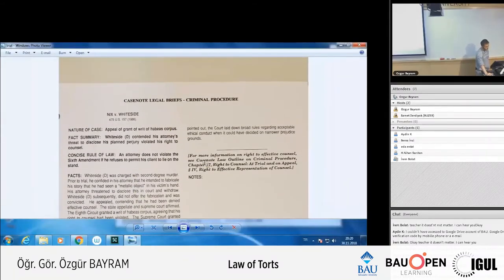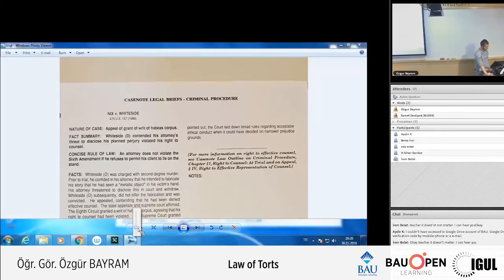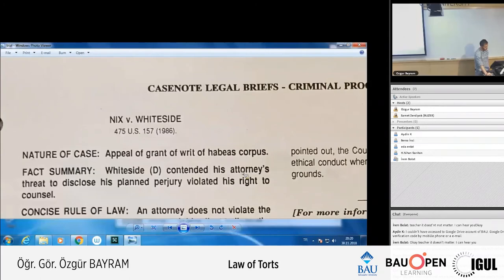Let me just show you how this is organized. So it's Knicks versus Whiteside. In America they say versus. In England they say against. I think that is in America, although I'm not sure. In England usually just and. This is and. Okay? In America, it's versus.